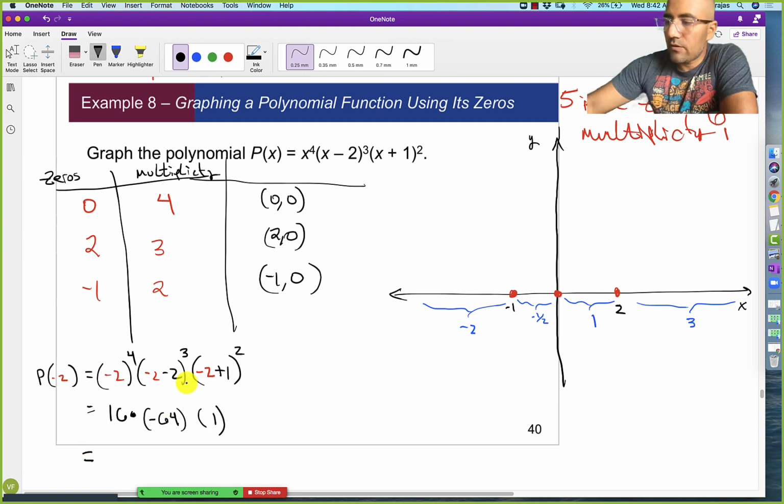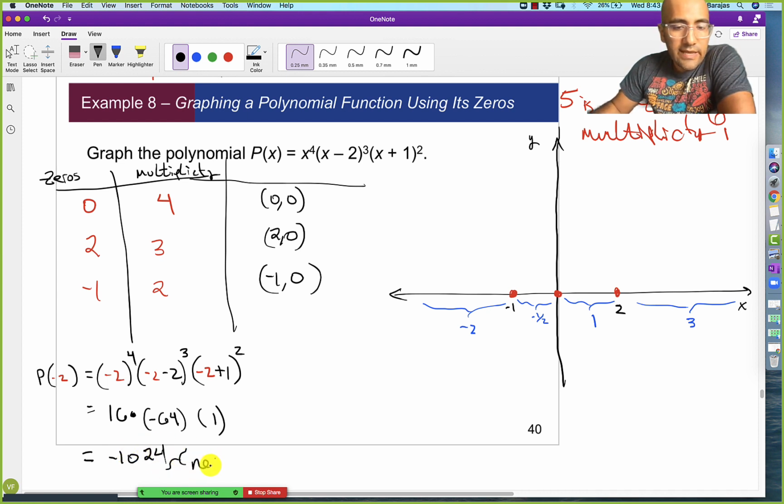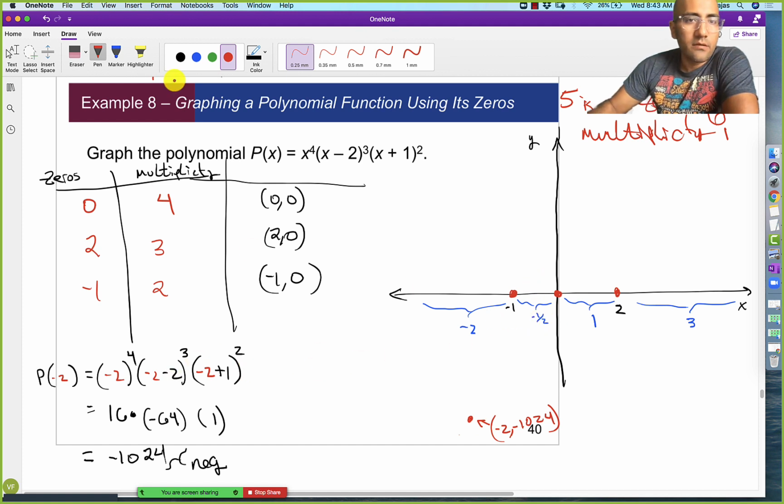So at the end of the day here, we end up with 16 times 64, so -1024. But really the most important part is that it's negative. So I know that my graph is way down here somewhere. Somewhere over here is the point -2, -1024. Good.